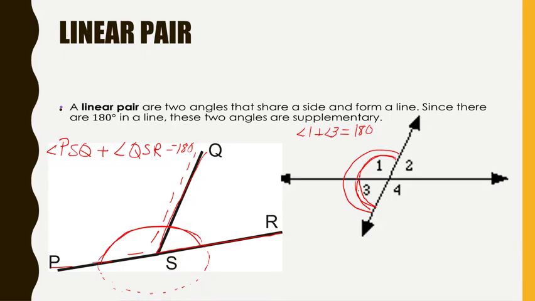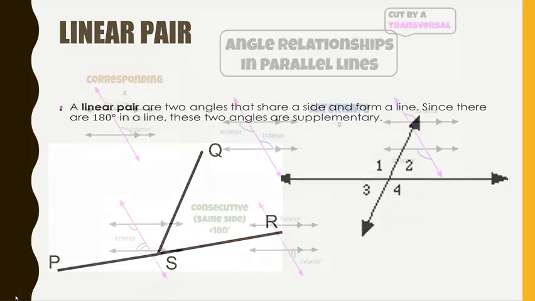Another combination might be 3 and 4. Angle 3 plus angle 4 would be 180. Also, angle 2 plus angle 4 would also be 180. And also, angle 1 plus angle 2 is also 180. So we have lots of different options on this particular diagram right here.